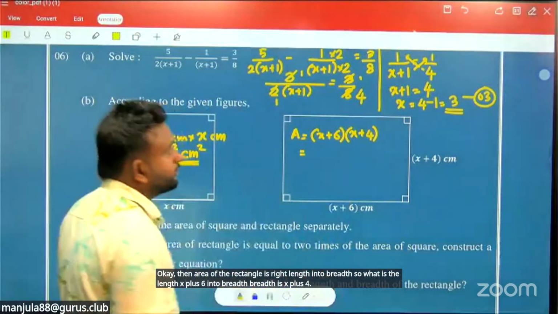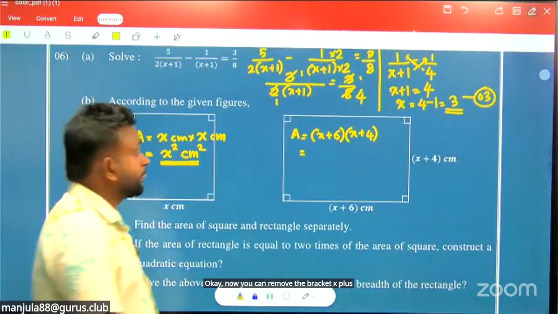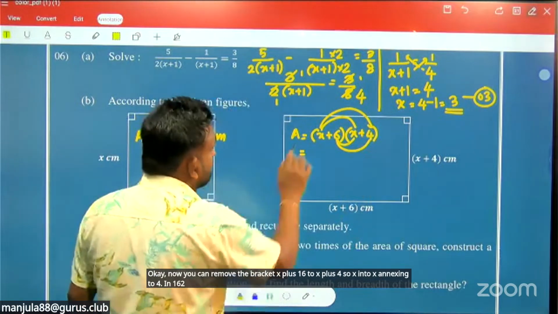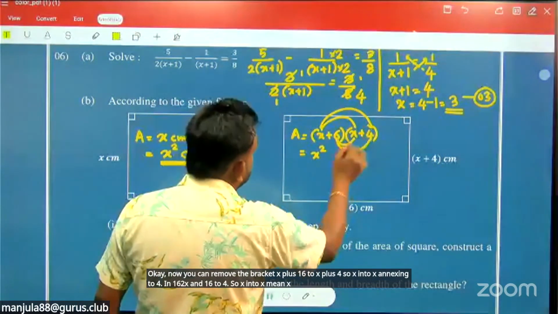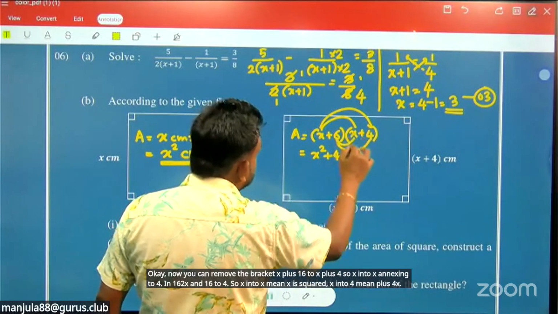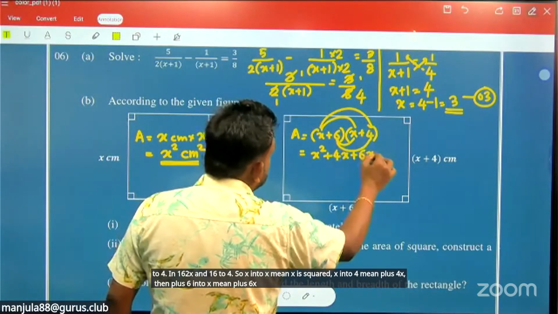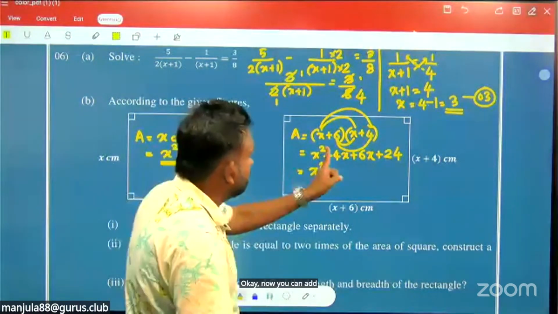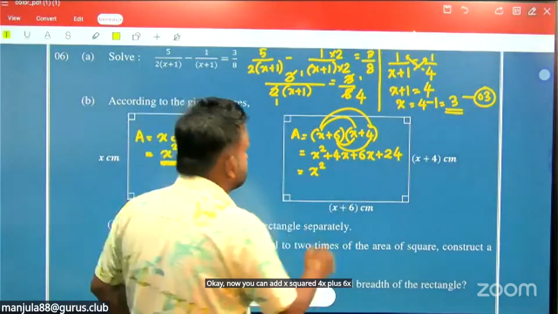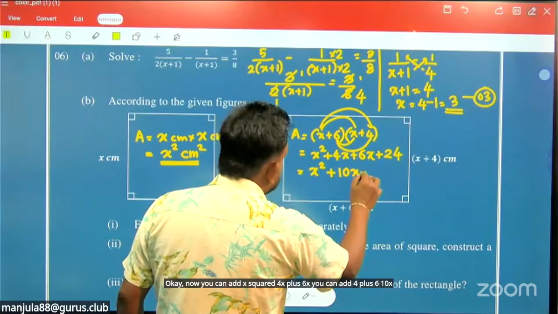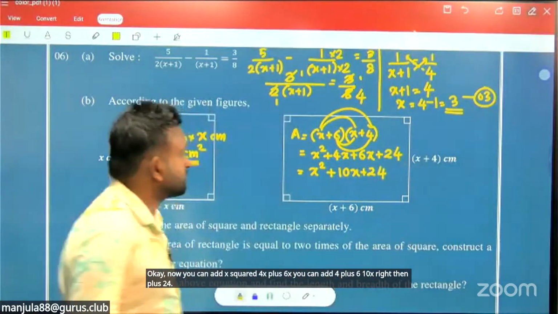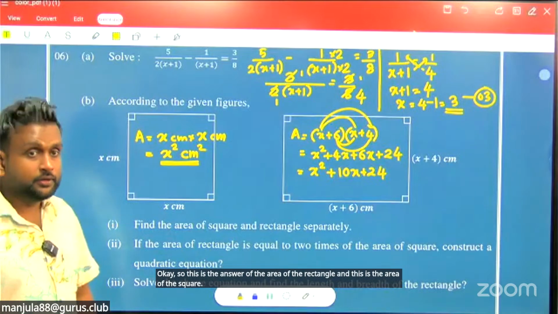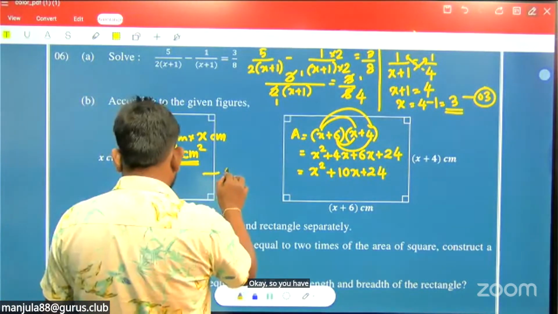Okay, now you can remove the bracket. x plus 6 into x plus 4. So x into x and x into 4, then 6 into x and 6 into 4. So x into x means x squared, x into 4 means plus 4x, then plus 6 into x means plus 6x, then plus 6 into 4 means 24. Now you can add 4x plus 6x, 4 plus 6, 10x, then plus 24. So this is the area of the rectangle and this is the area of the square. So you have 2 marks here and 2 marks here.